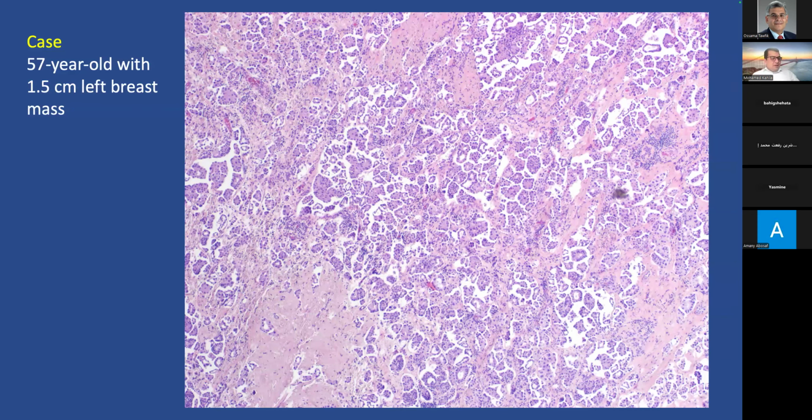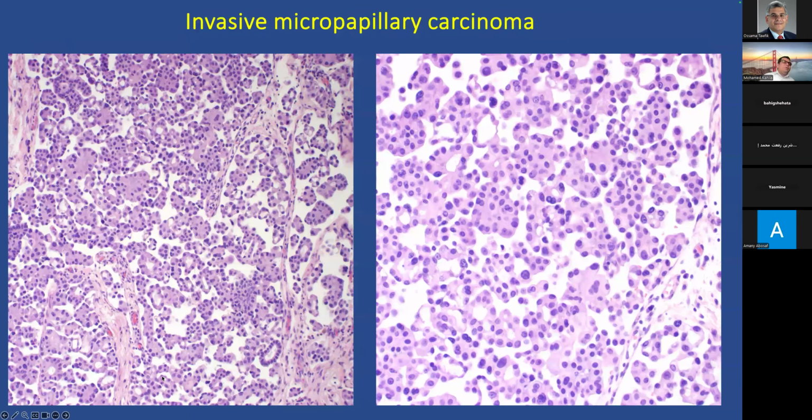Now we're going to shift gear to a more aggressive histologic type, not favorable. This is an invasive tumor, a 1.5 centimeter mass. And the tumor here is forming this micropapillary pattern, and there are a lot of spaces. But you will tell me, is this a lumen? It looks like a lumen. But this is not lumens, and in three dimensions they are spherules. This tumor is called invasive spherule carcinoma, not micropapillary.